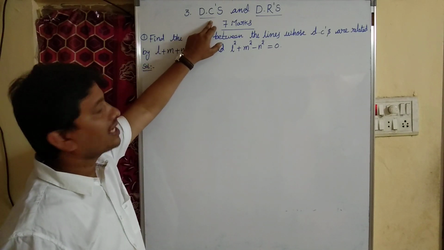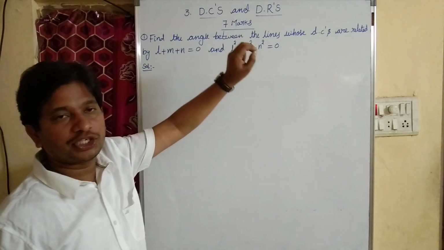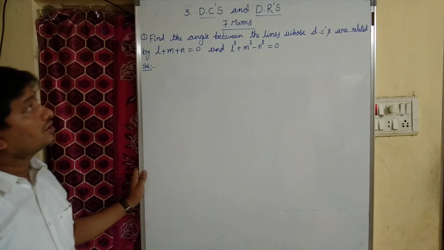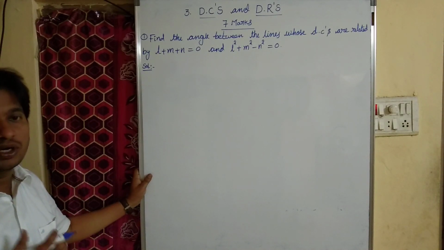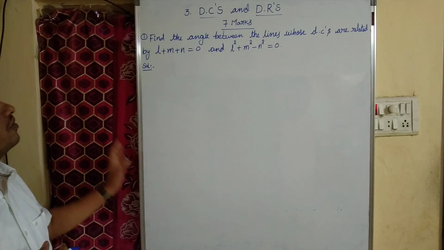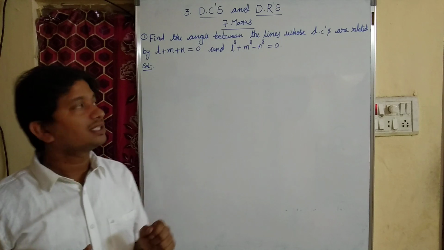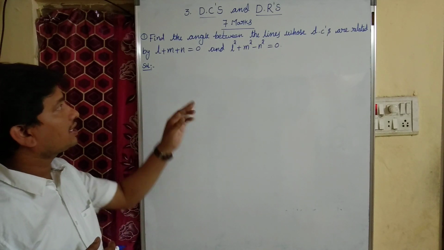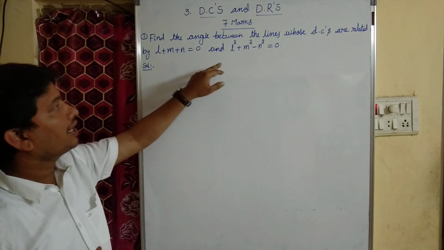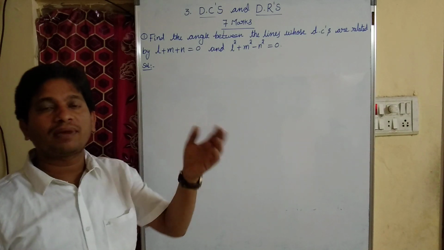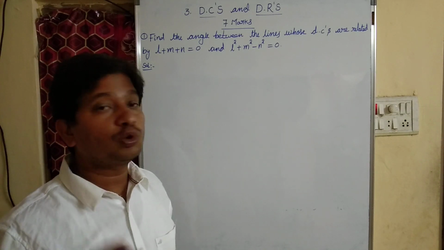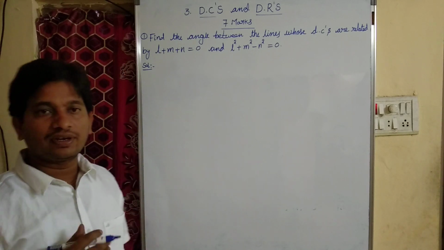Today's session is about DCs and DRs, direct cosines and direct ratios. In Mathematics 1B, this chapter carries a 7 mark question. They will ask one 7 mark question like: find the angle between the lines whose DCs are related by L plus M plus N equal to 0 and L square plus M square minus N square equal to 0. These are the type of questions, the most important sums which carry 7 marks.